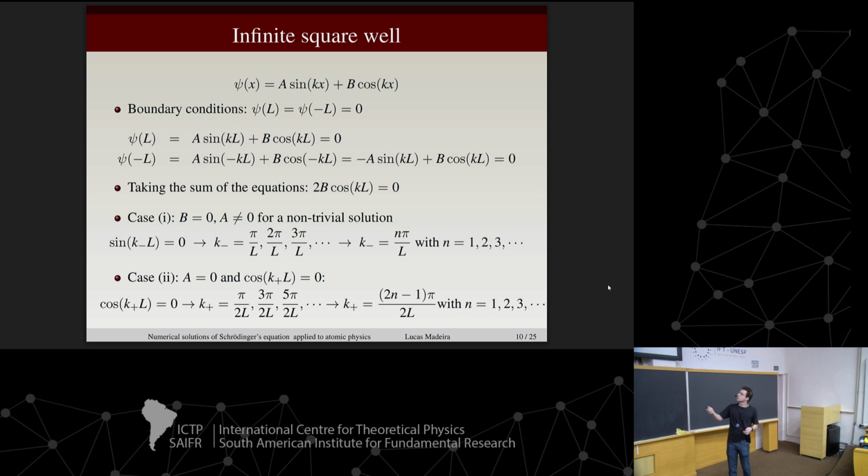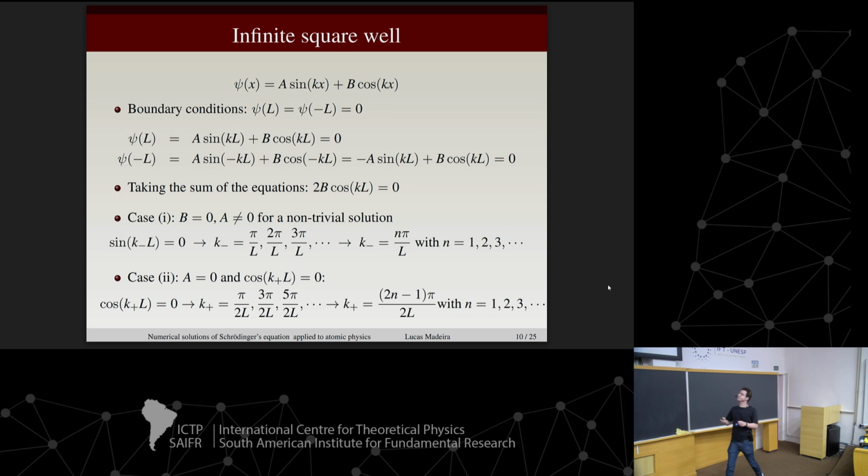So I have my solution here. Now I impose my boundary conditions. On both endpoints of the well, the wave function must vanish. Okay? So I have this first equation here. The second one, I get sine of minus kL, that's minus sine of kL. Sine is an odd function. You're going to hear me say that 1,000 times today. And cosine is an even function. So cosine of minus kL equals cosine of kL. Also, I'm going to say that 1,000 times today. But keep this in mind, because this is what's going to help us solve the problem.